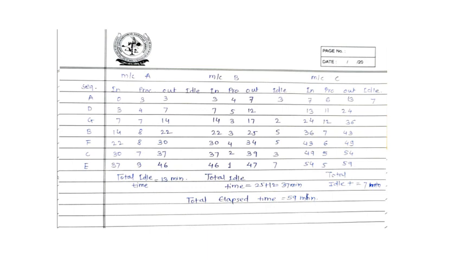We subtract 47 from 15, it becomes 12, and additionally the sum of the idle times, and lastly the idle time for C will be 7 minutes only, and the total elapsed time for processing all the jobs on all the machines will be 59 minutes.